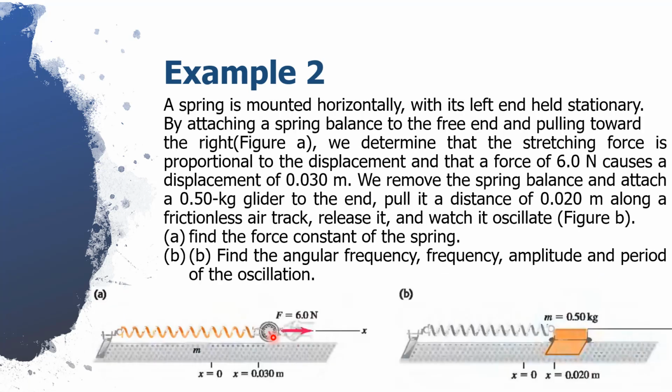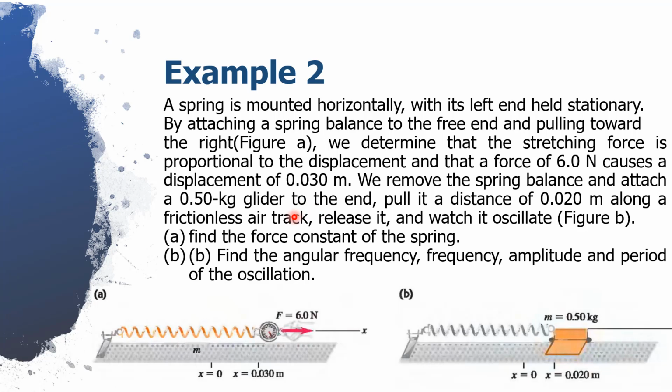Okay, next example. We have a spring mounted horizontally with its left end held stationary, by attaching a spring balance to the free end and pulling toward the right. As shown in figure A, you pull the spring using this spring balance, and we determine that the stretching force is proportional to the displacement, and that force is given, equal to 6.0 newtons. And this 6.0 newtons causes a displacement of 0.03 meters.